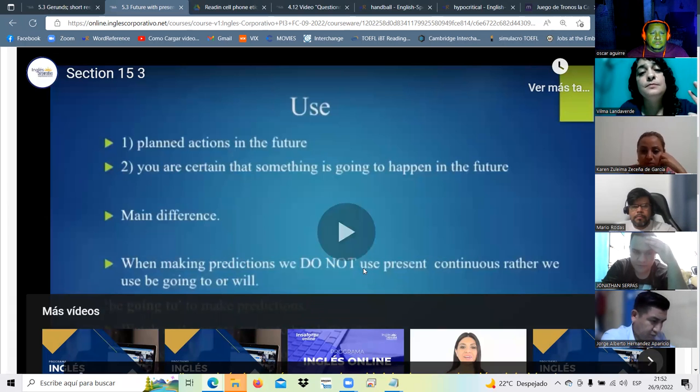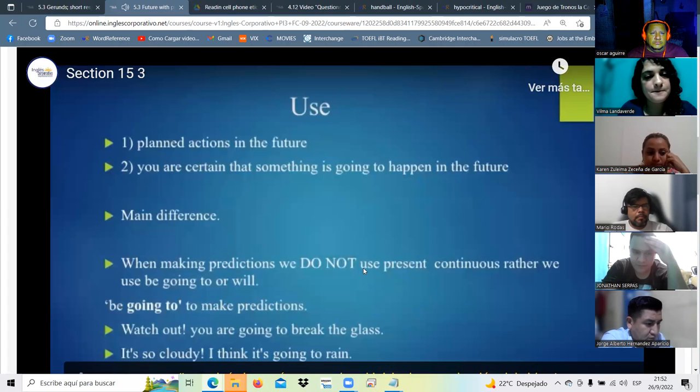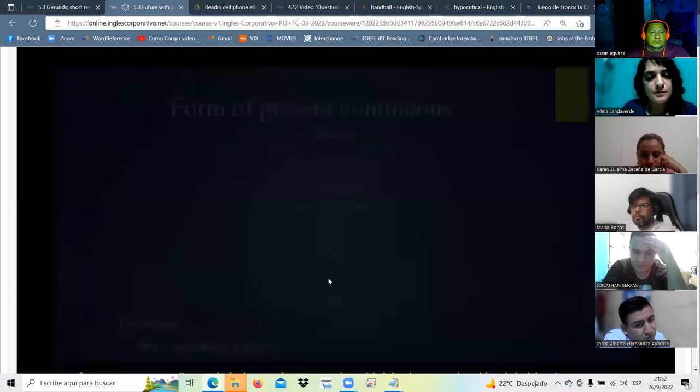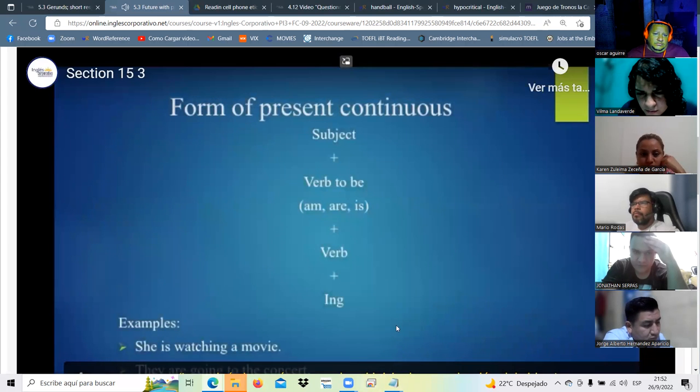Cloudy, I think it's going to rain. Now let's go over the form of present continuous.